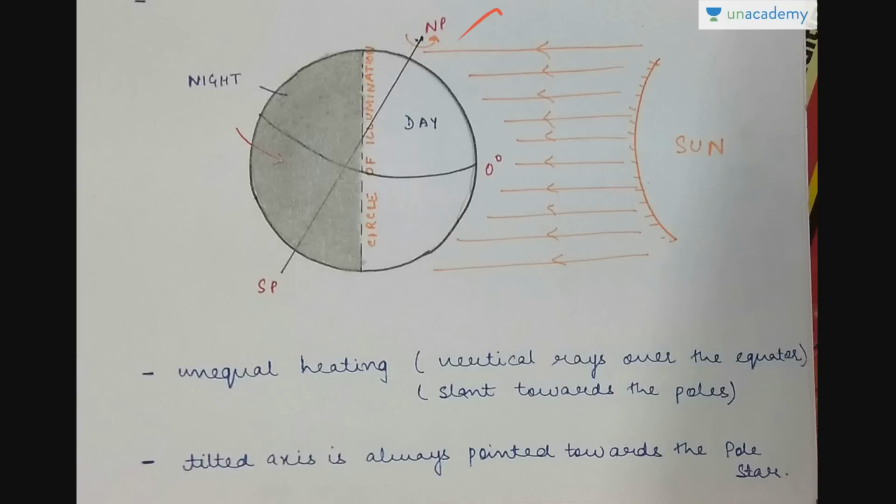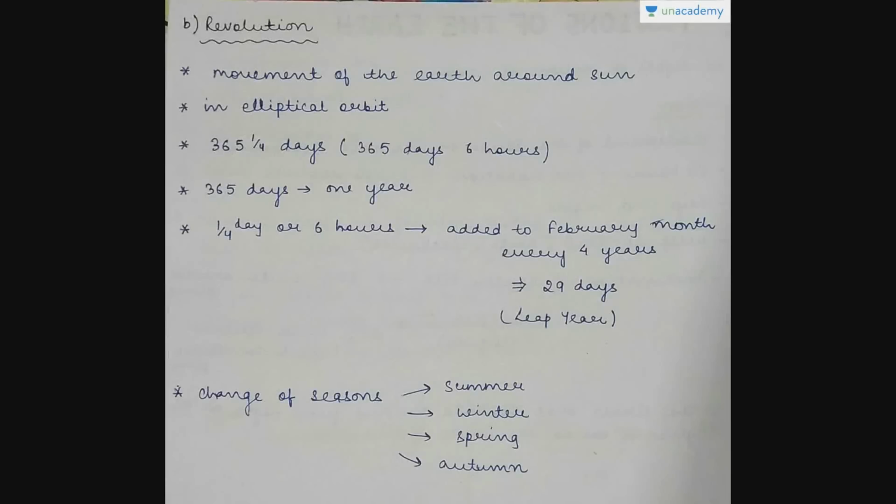So this line also shows the direction. Now the other motion is revolution. That was rotation, spinning on its own axis, taking 24 hours per rotation. This is revolution, which is the movement of the earth around the sun. So this is the sun, the earth is moving in an elliptical orbit, this oval shaped orbit. It takes about 365 and 1/4 of a day, that is 365 days and about 6 hours.